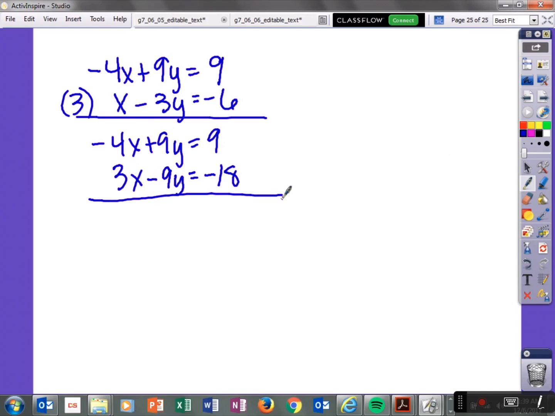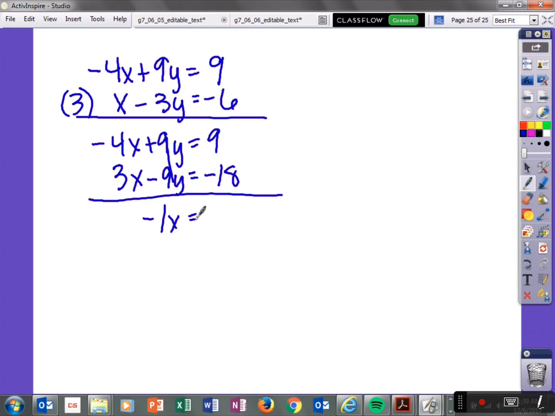So the point in doing that was so that we would have two that are opposites. Did that work? Yes, we got two opposites, didn't we? 9y and negative 9y. So now negative 4x and 3x would make negative x, negative 1x.